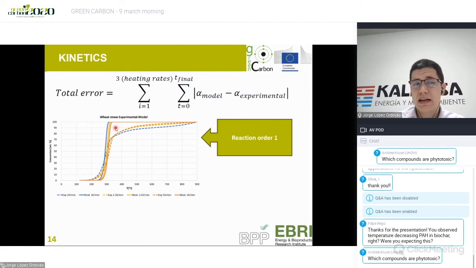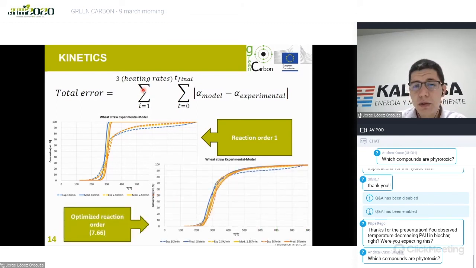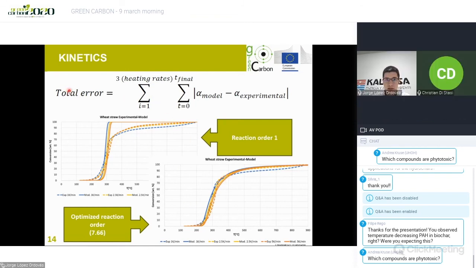So we created a parameter called error, or total error, which quantified the variation between the conversion of the model and the experiments during each individual experiment and during all heating rates. So when we optimize the reaction order for wheat straw, we had, well, I will show you now the feedstocks. We see that it matches way better than before, and it's the optimum because the value of the error was minimized.